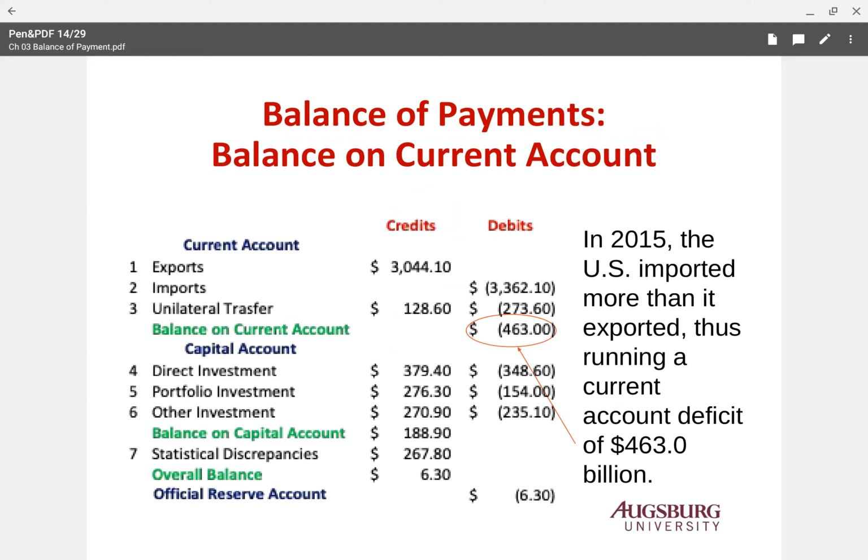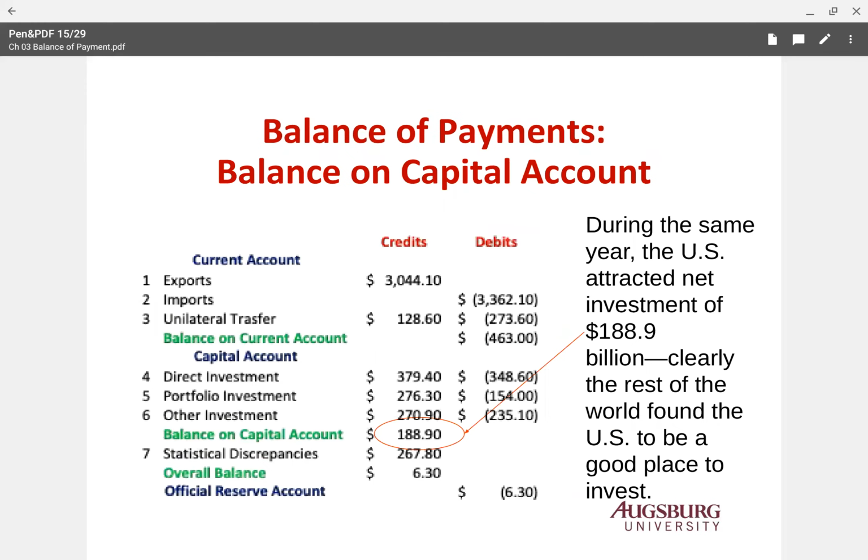This is the 2015 US balance of payments. In 2015, the US imported more than it exported, so there is a $463 billion trade deficit, which is the balance on current accounts. And if you look at the capital accounts during the same year, 2015, the US has a $188.9 billion surplus.